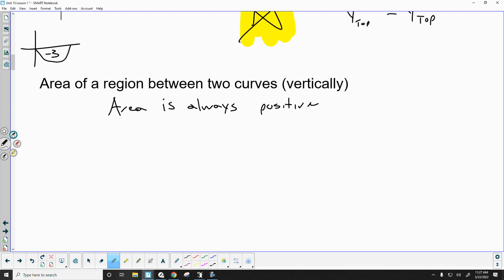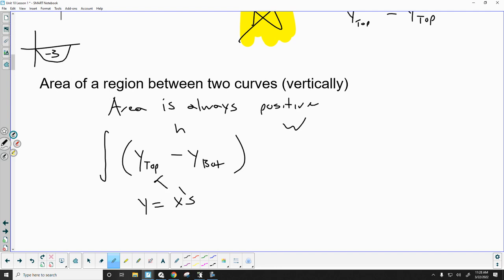So, if we want to ensure the area is always positive, we're talking about between multiple curves, and we want to use just one integral, we want to sum up our heights and our widths. The heights will always be my y distance to the top minus my y distance to the bottom. Subtracting the two, we'll get that positive distance. Now, the y distance will be given to us by the equation, y equals x's equation, so we'll just list off the x's in there. The width is always a very small change in x. To ensure that the widths are always positive, we go from a left point to a right point.